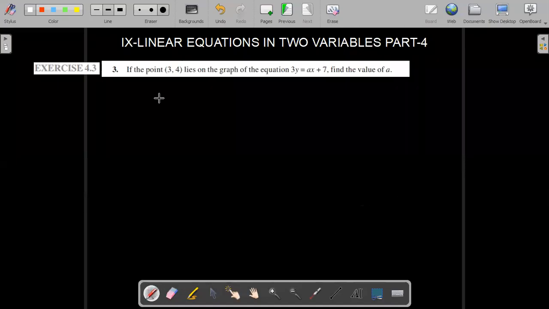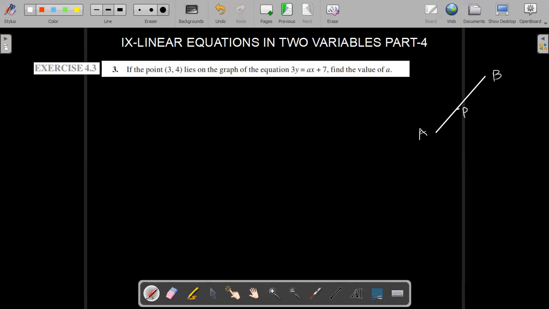If the point (3, 4) means P is a point that lies on the graph of the equation, find the value of a. So just remember one thing. If there is a line, any line made by joining any two points, suppose this is a line, its equation is there, whatever it is.